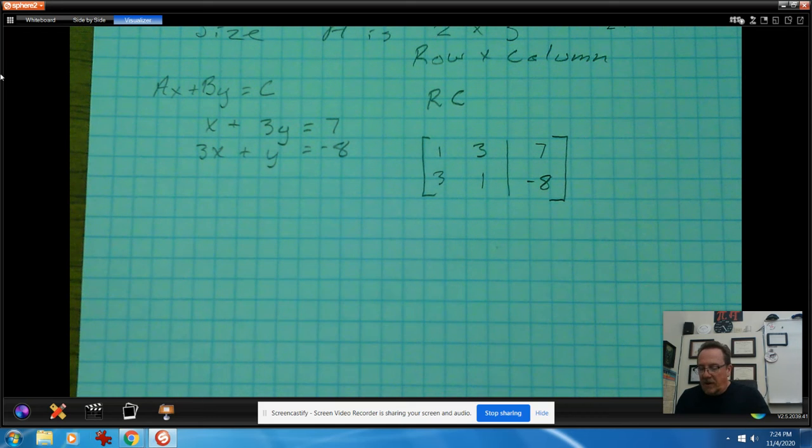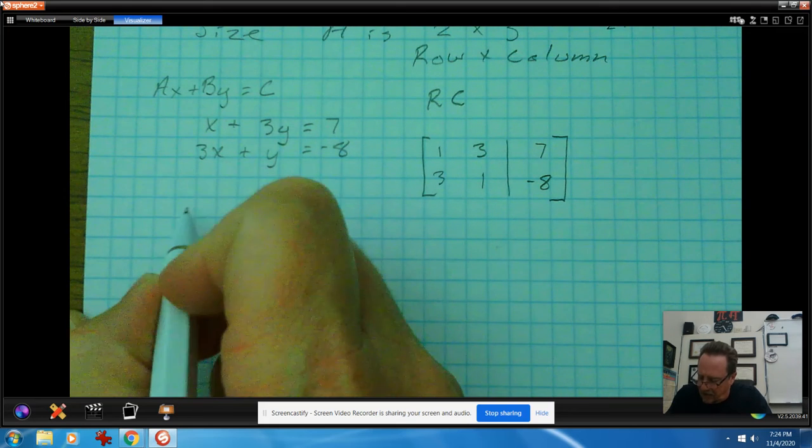Anyways, I was trying to write a system of equations that maybe has some nice answers, and I don't know that this does, but let's go ahead and use the matrix to solve. And we do that by doing what are called row operations. And here's the thing.